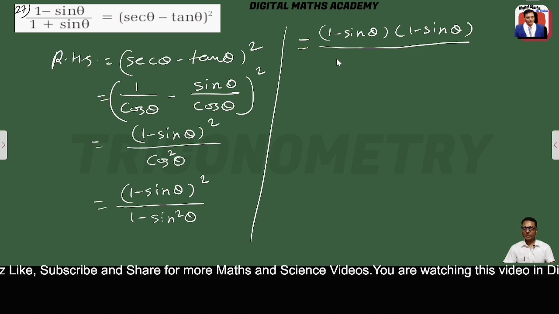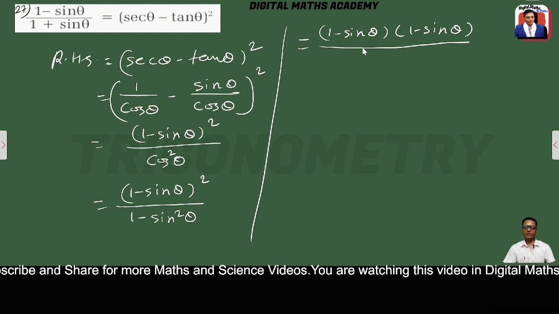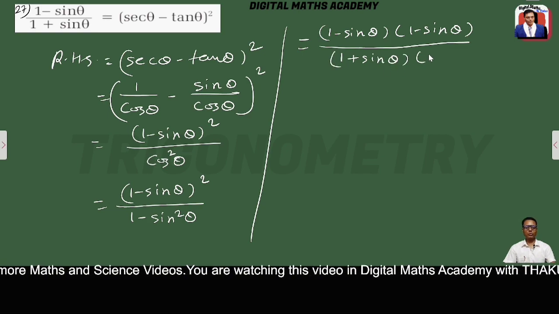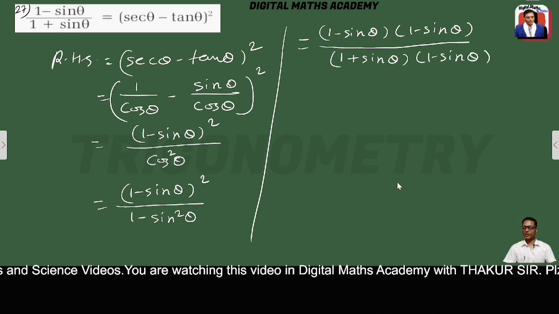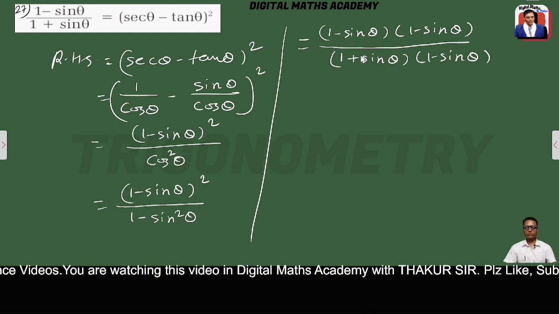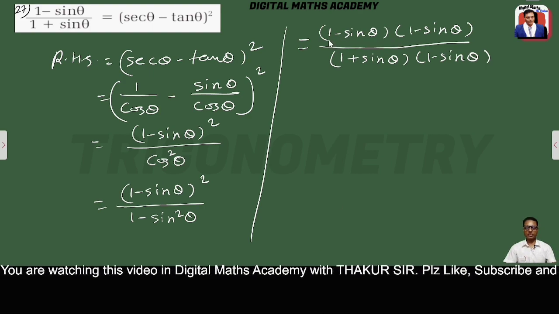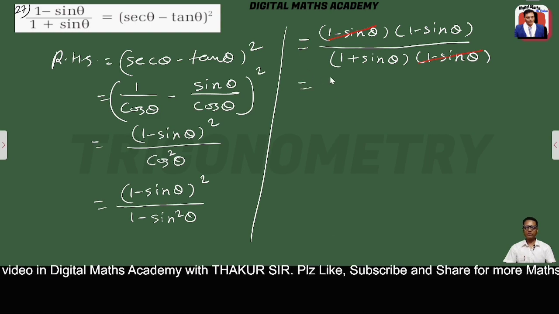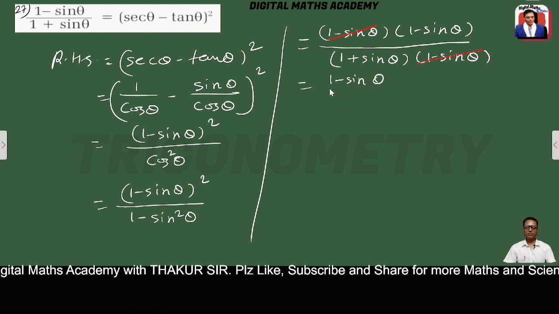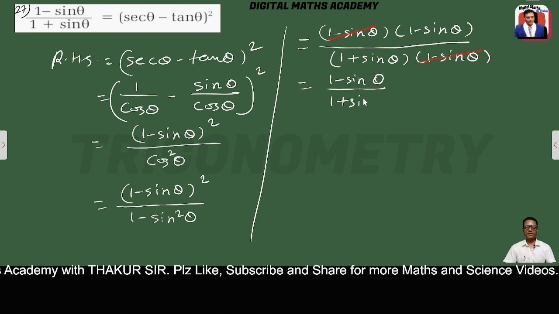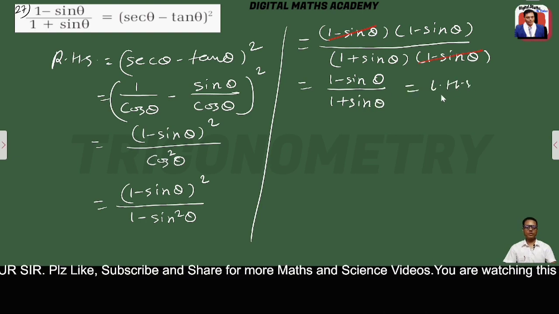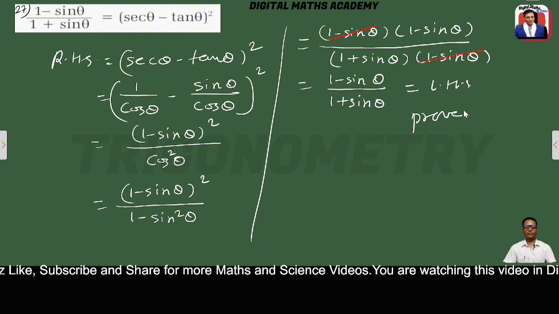So at the denominator we have 1 minus sin square theta, so we can write here (1 plus sin theta) into (1 minus sin theta). That is a square minus b square equals (a plus b) into (a minus b). So we see one factor cancels up and down. Remaining we have here (1 minus sin theta) over (1 plus sin theta), which is equal to the left hand side, and then you can write here proved.